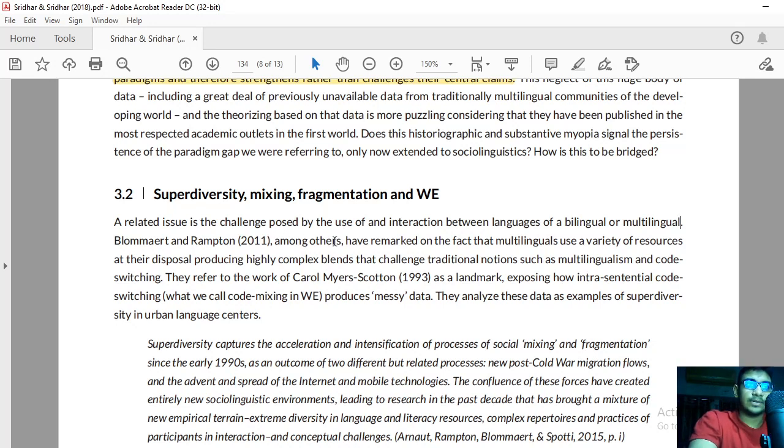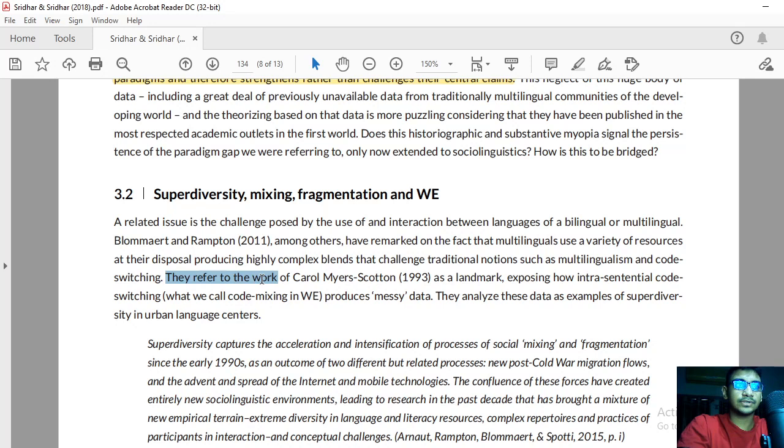So Blommaert and Rampton, among others, have remarked on the fact that multilinguals use a variety of resources at their disposal, producing highly complex blends that challenge traditional notions such as multilingualism and code switching. So here these two scholars said that the way multilinguals speak with many languages in their repertoire requires highly complex brain processing, so it's a very difficult process. And so it is possibly what World Englishes is touting to be the ideal language user, someone who can communicate with as many language users as possible, like an intercultural multilingual.